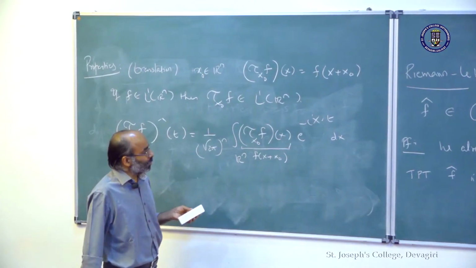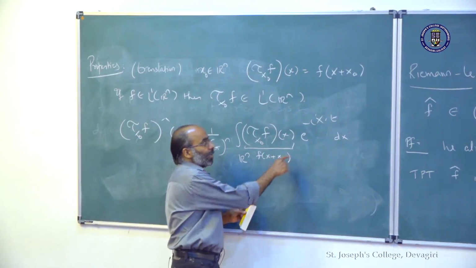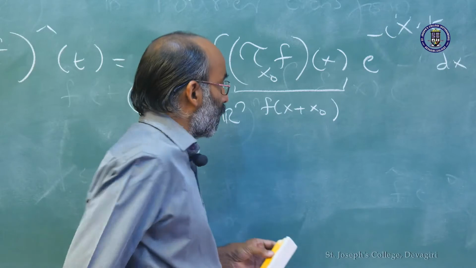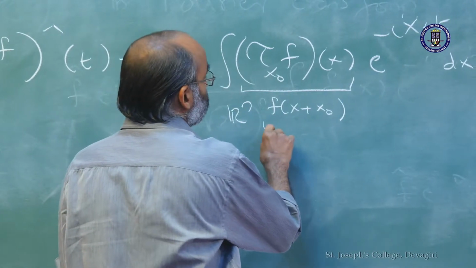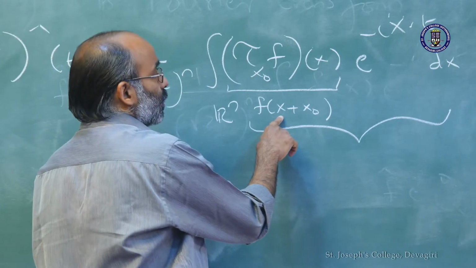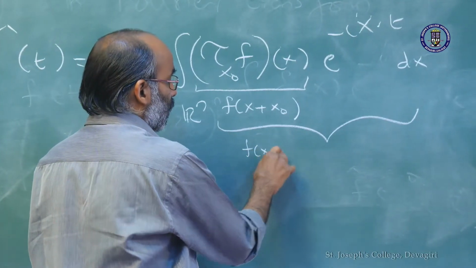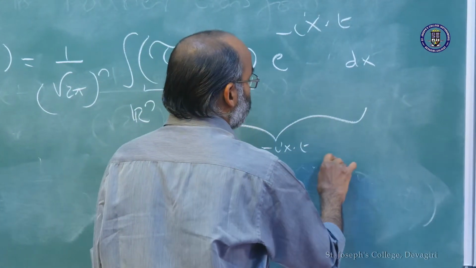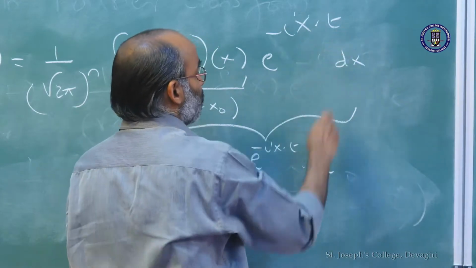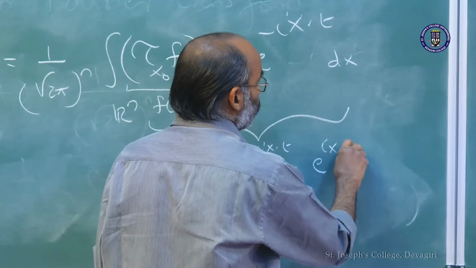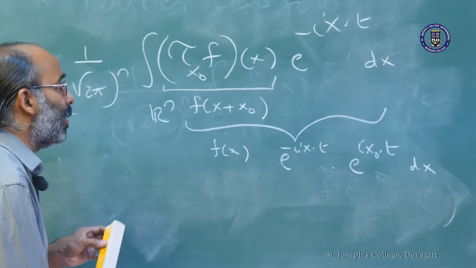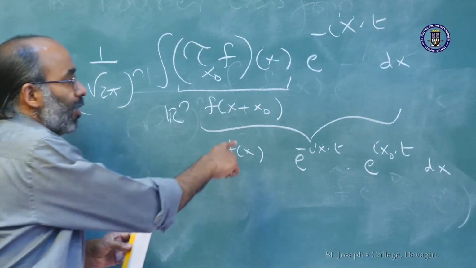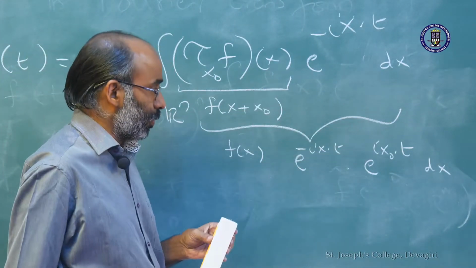Okay. But I want to sort of compute this. Best thing is to change the variable, right. So I want to change x plus x naught to something and then make appropriate changes there. So this I can write as, well, I change x to x minus x naught, so I will get f of x here. Changing x to x minus x naught gives me e to the minus i x dot t times e to the i x naught dot t dx, right. Lebesgue measure is translation invariant, so there is no Jacobian, right. All that I am doing is changing x to x minus x naught.